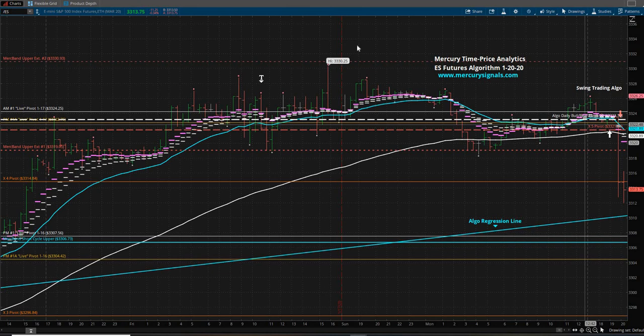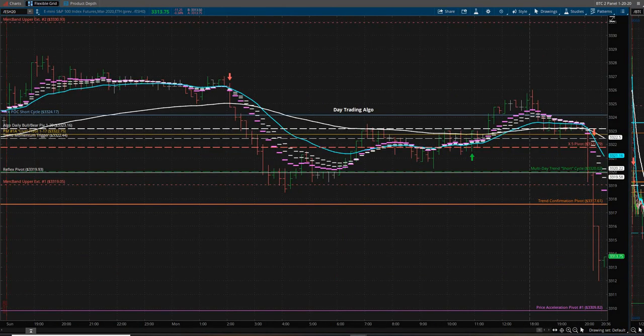And what's interesting about that is when that breaks, and again, I'll go back to the day trading so you can see a little bit better, it triggers the algo. The algo triggered right in here. And then we start opening up these lower levels. So that opens up our Mercury band extension 33, which was 33.19 today. This is important too. The trend confirmation pivot today was 33.1761.